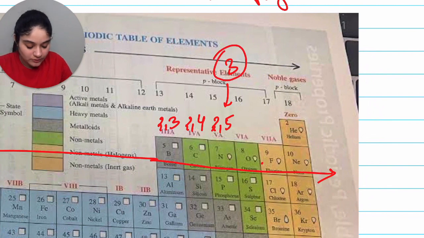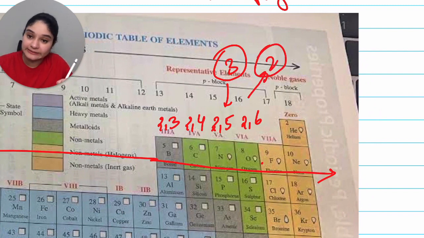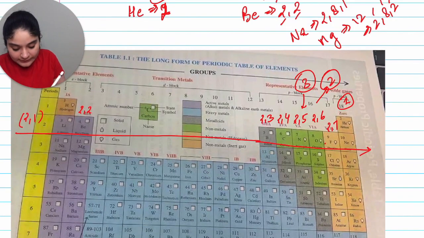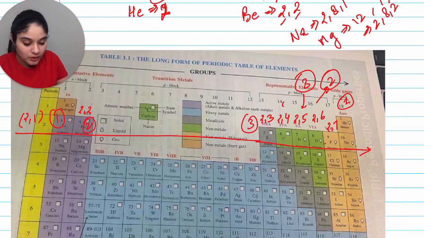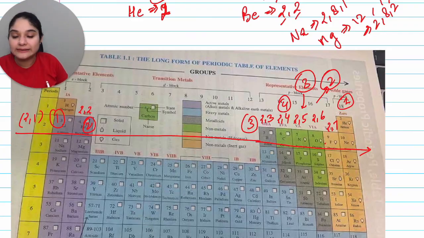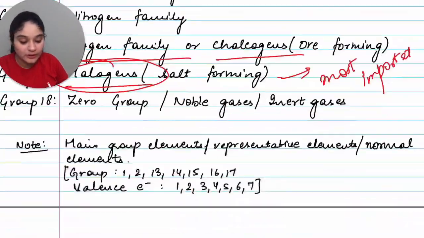For oxygen, 2, 6. What is the valency? It is 2. Then for fluorine, it is 9. So that means 2, 7. What is the valency? 1. So if you think about it, your valency initially was 1, then 2, then 3, then 4. So first increases till 4, then decreases 3 to 1 again. So first increases, then decreases. This is how valency is affected when we are going across a period.